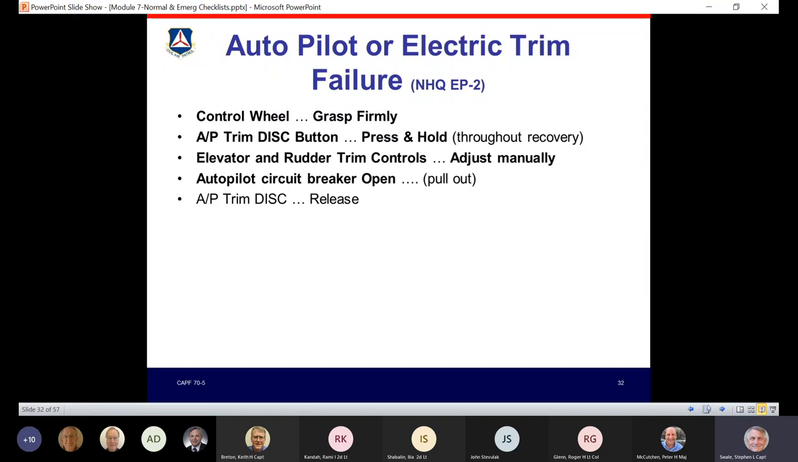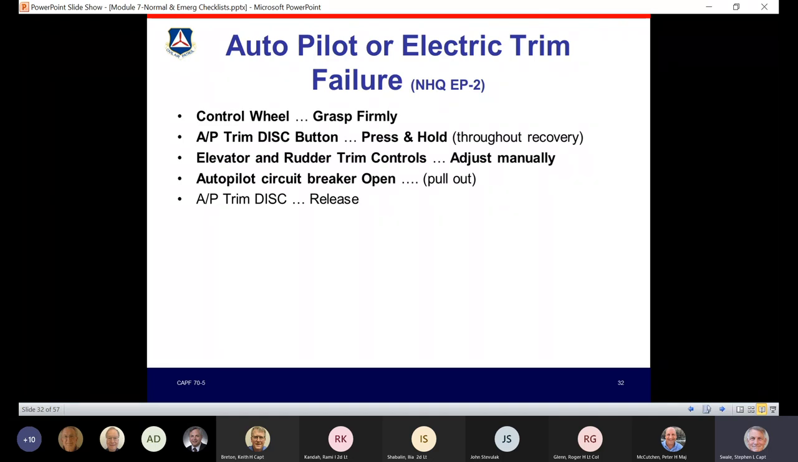Here is the entirety of what's on the NHQ emergency checklist for autopilot and electric trim failure. And I just thought I'd walk through this as an example of how I study it and how I try to internalize it. So the first thing that I do is I read through this thing and try to figure out what in the world we are trying to do with this.